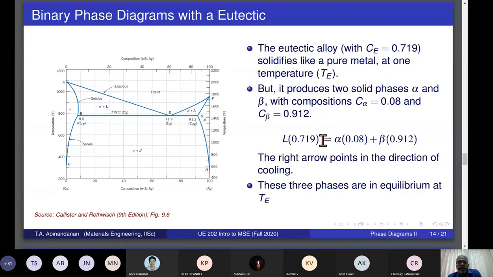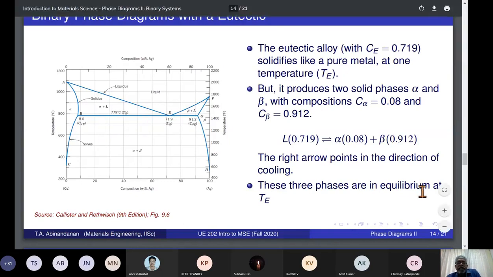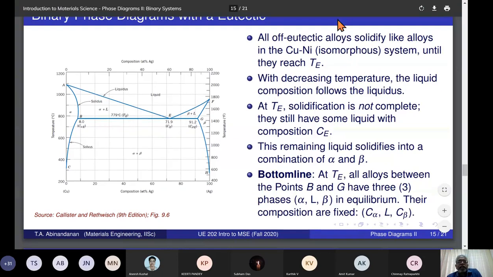And it is given in the form of something which looks like a chemical equilibrium. At equilibrium, it basically means that liquid with this composition can be in equilibrium with alpha of this composition and beta of this composition at the eutectic temperature, which is 779 degrees Celsius. Okay, so these three phases are at equilibrium at the eutectic temperature. Okay, but you can also choose off-eutectic alloys.